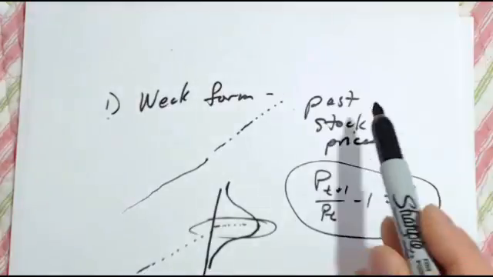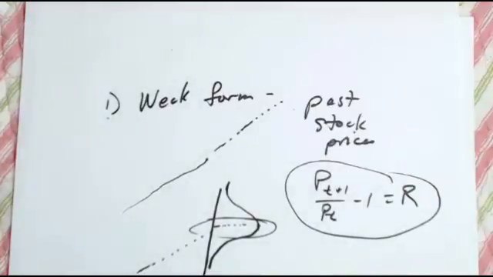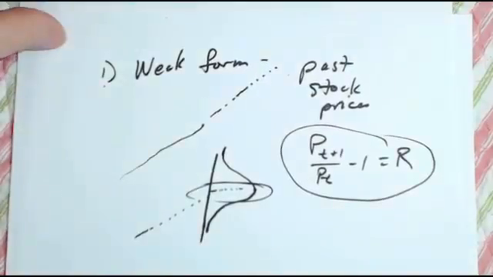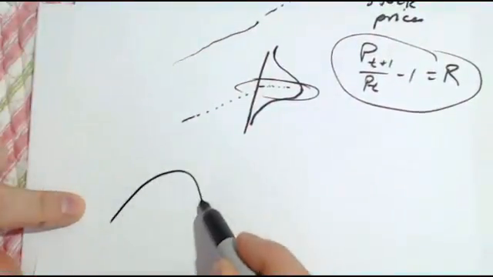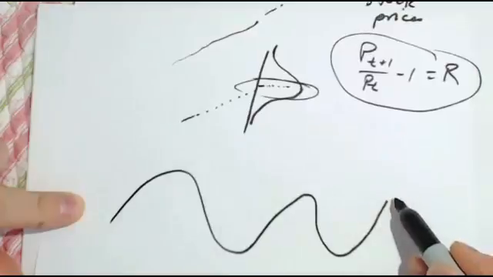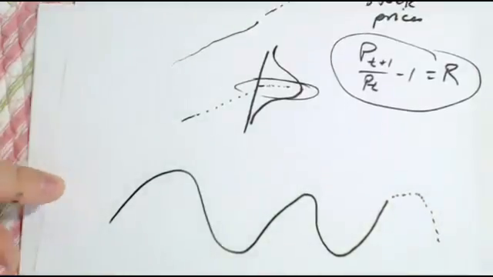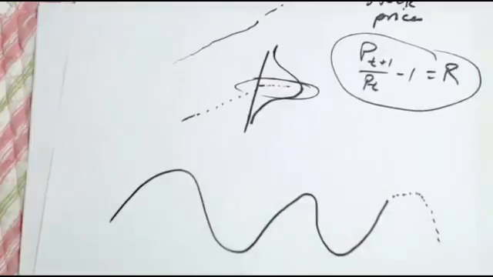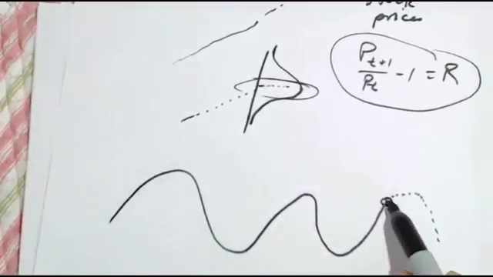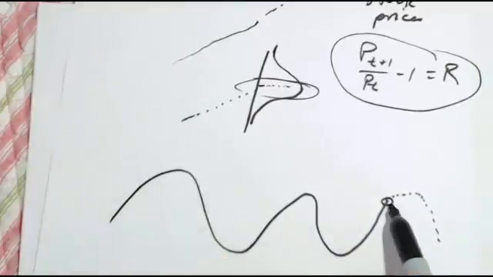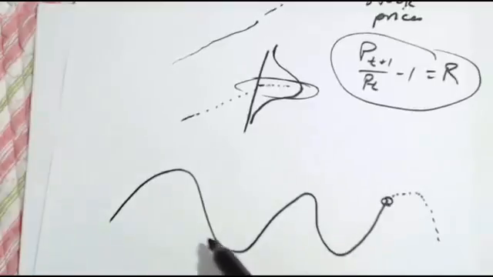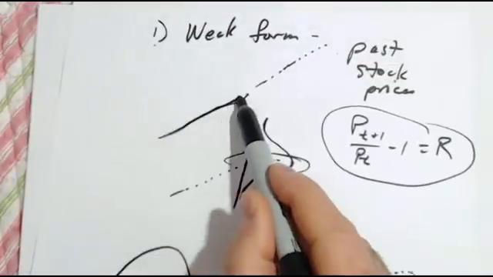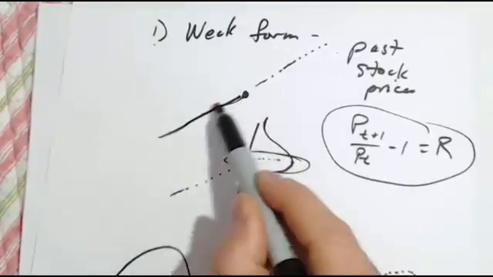So the weak form says that if you're looking at patterns, past stock price patterns, for example, it doesn't have to be a nice, easy trend like that. You can't extrapolate and say, look, okay, I recognize a trend, I see a pattern, I'm just going to extrapolate further. The weak form is basically saying, look, people at this point in time have already reflected this information in the stock price. In other words, the stock price right here already reflects this pattern, this upward trend.